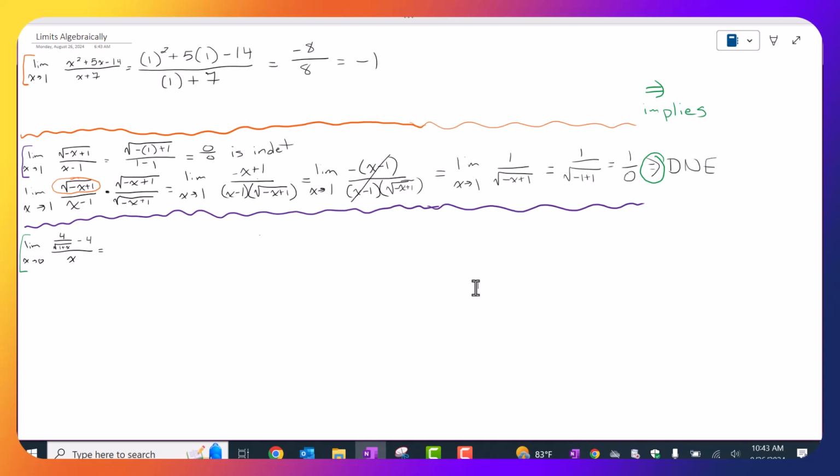So, I have the limit as x approaches 0 of 4 divided by the square root of 1 plus x, minus 4, all over x. If I try to evaluate this, I have 4 over the square root of 1 plus 0, that's 1. 4 over 1 is 4. 4 minus 4 is 0. If I substitute a 0 in for the denominator, we get 0, so we have 0 over 0.